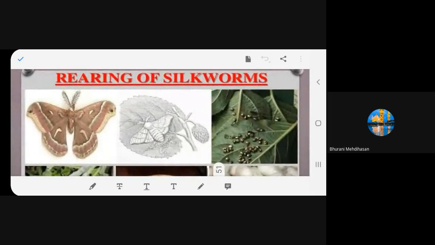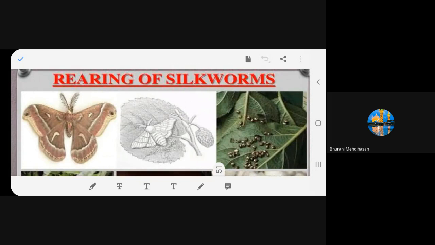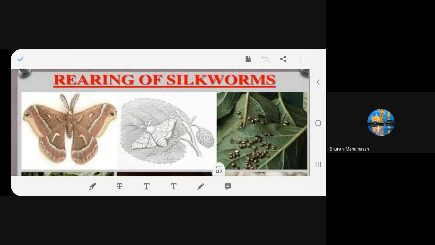This is what we had done last week, a rearing of silkworms. Okay, this is the female moth.